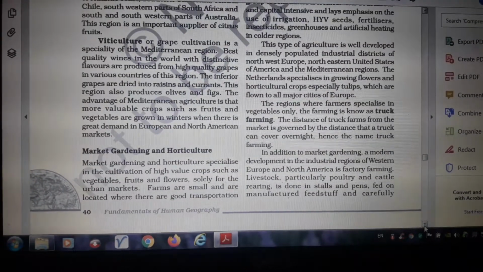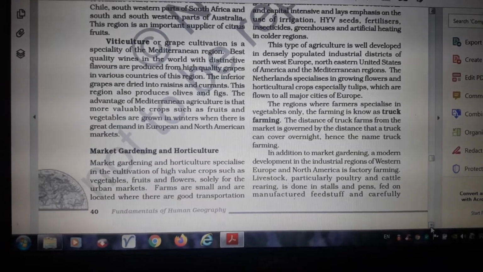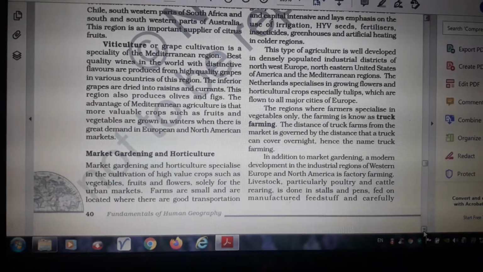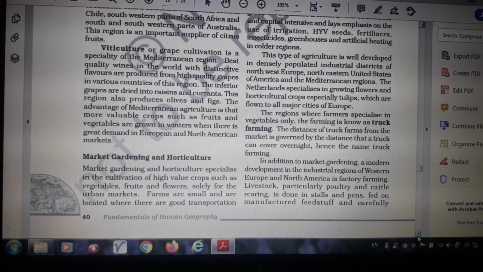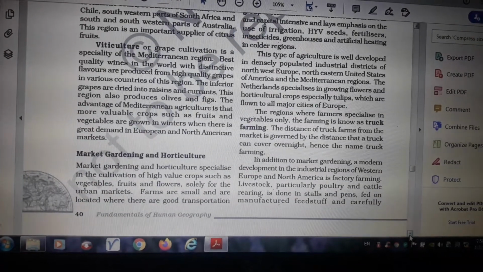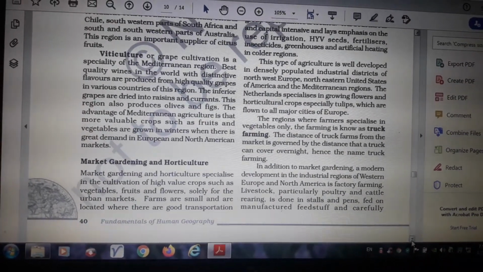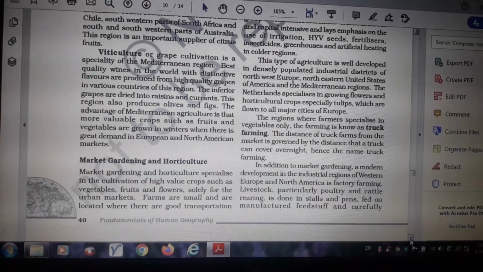That is the main important thing about Mediterranean agriculture. Thank you, children. I think you understood about these four topics: extensive commercial grain farming, mixed farming, dairy farming and Mediterranean agriculture. The next we will discuss in the next class. Thank you, children.